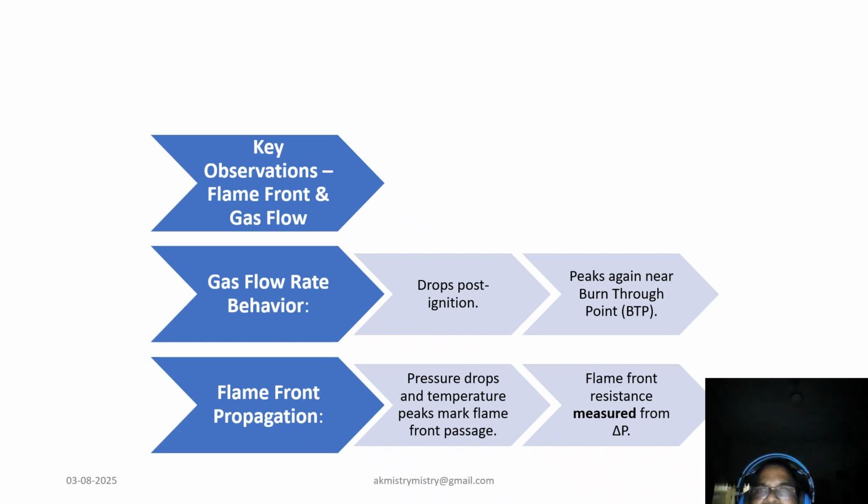After ignition, the gas flow rate drops sharply as the flame front forms due to increased resistance. As the sintering progresses and the flame front moves downward, both gas flow and flue gas temperature rise again until the burn-through point is reached. Thermocouples and pressure sensors clearly track the flame front by identifying the point where temperature peaks and pressure drops simultaneously, signifying passage of the combustion zone.